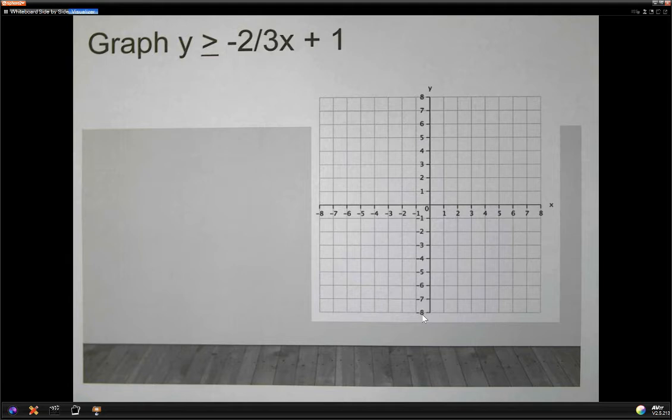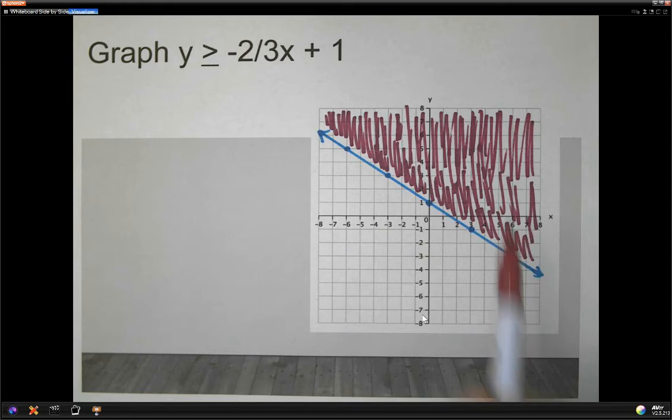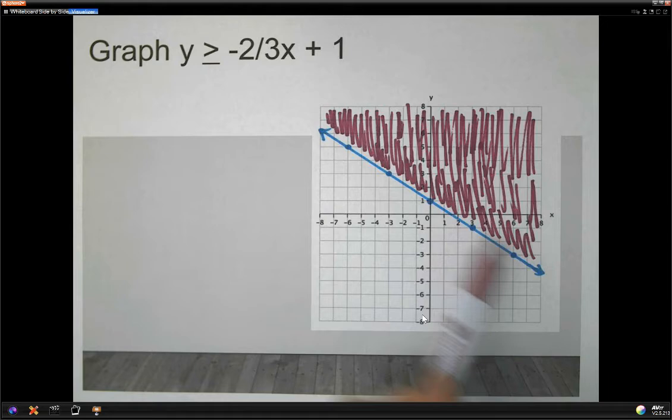So hopefully, as you've worked it out, this is what you got. So again, you should have started at positive 1. The slope was negative, so that would be down 2 and right 3, and down 2 and right 3. It was equal to, so that's why it's a solid line there. And everything greater than, everything above the graph. So make sure you got all parts of that correct. Okay?